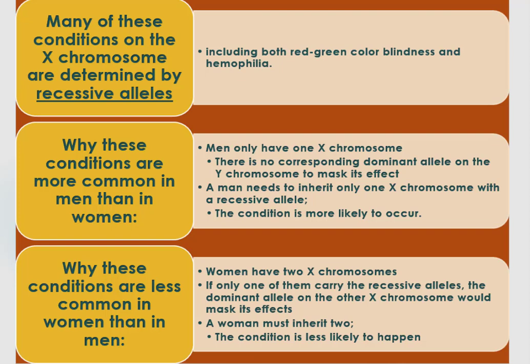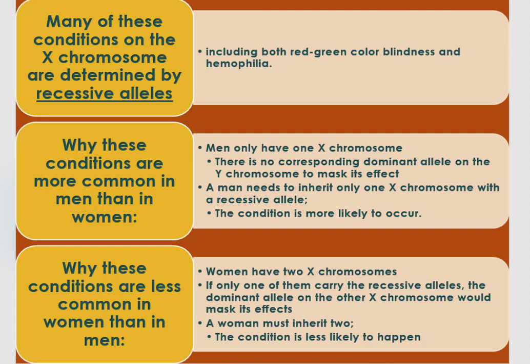That means, why are red-green color blindness and hemophilia more common in men than women? Because men only have one X chromosome. There is no corresponding dominant allele on the Y chromosome to mask its effect. A man needs to inherit only one X chromosome with a recessive allele, so the condition is more likely to occur in men. Don't forget that these conditions are controlled by recessive alleles.